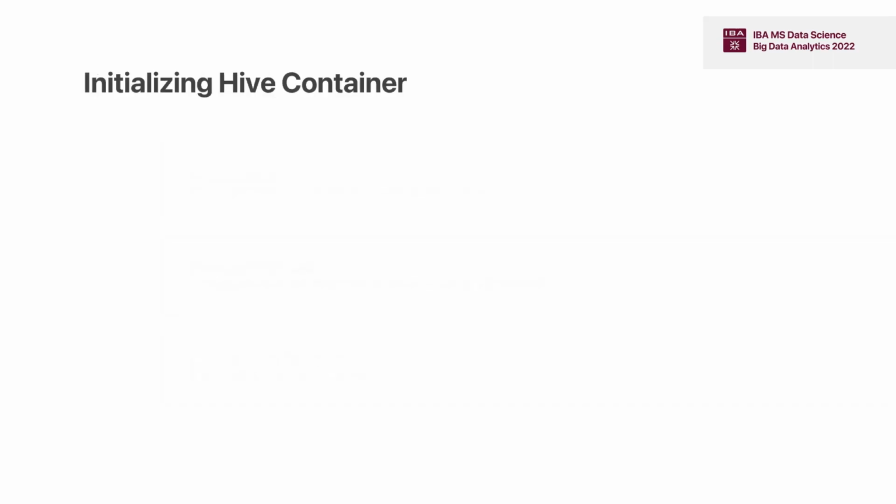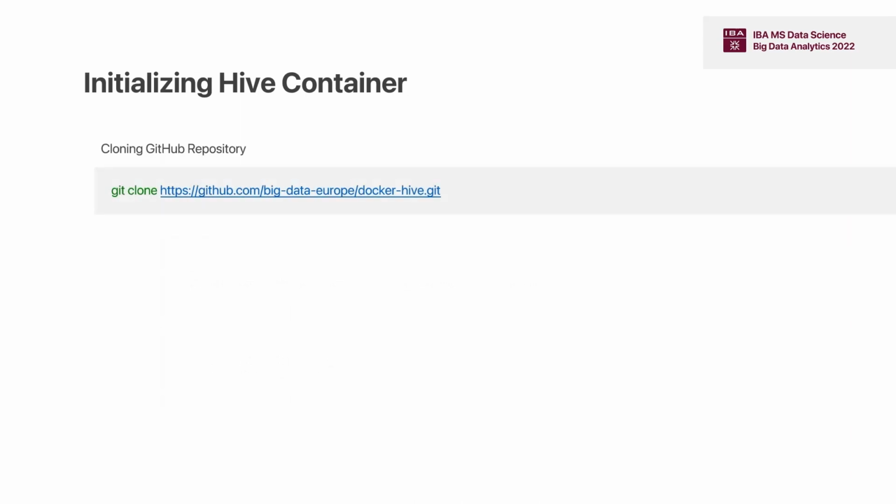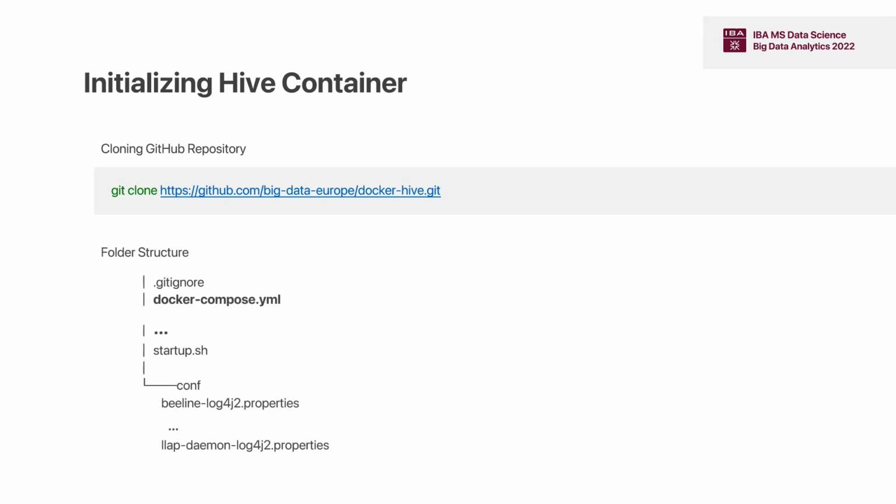We initialize the Hive container by cloning the GitHub repo of Apache Hive from Big Data Europe. After cloning it, we navigate to that folder and compose the YAML file by using the docker compose command in order to create the required containers. Take a look at the structure of the YAML file.